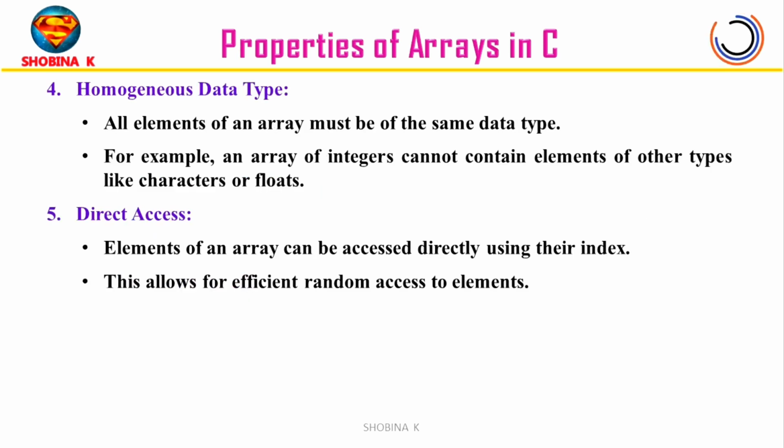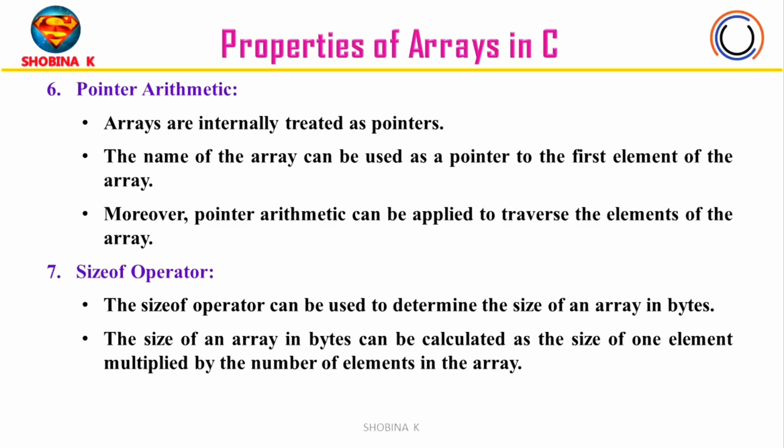And next we have homogeneous data type. Arrays in C store data of the same data type. So all elements must have the same data type, which is determined at the time of declaration. Direct memory access. Elements in an array can be accessed directly using their index, which allows for efficient and random access to array elements. Arrays in C are essentially pointers to the first element. With pointer arithmetic, you can traverse through the elements of the array. The size of an array in bytes can be found using the sizeof operator. It calculates the size of one element and multiplies it by the number of elements in the array.